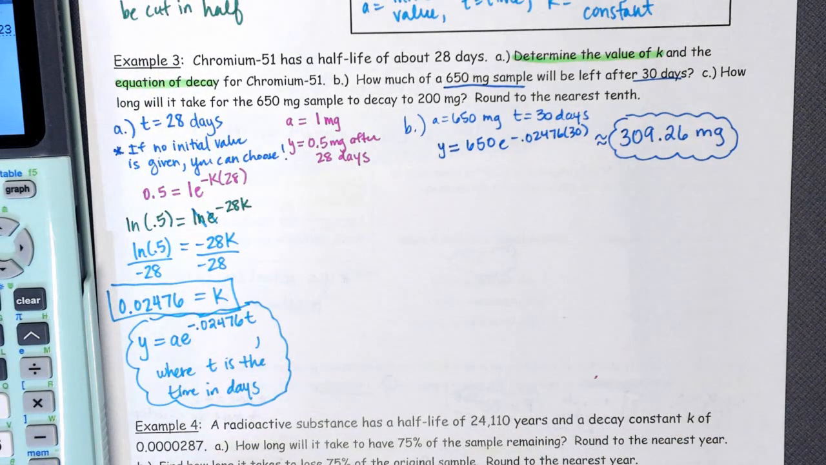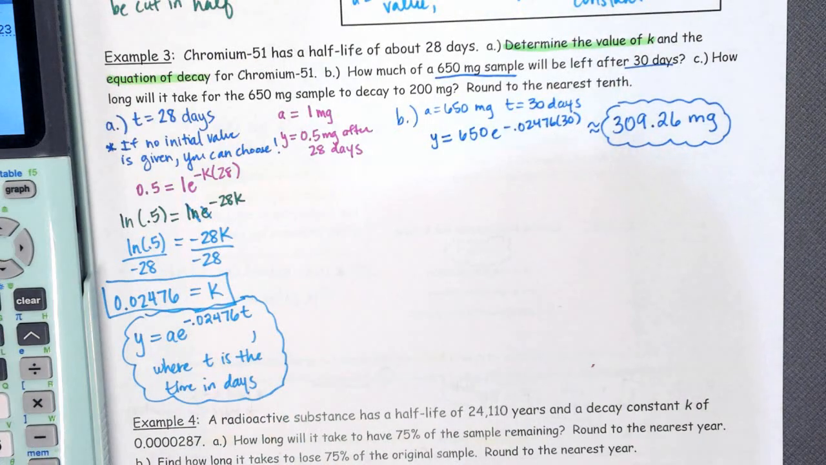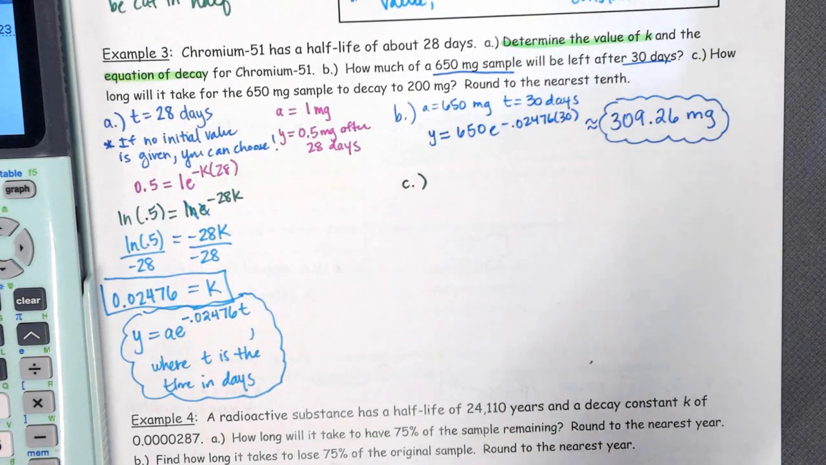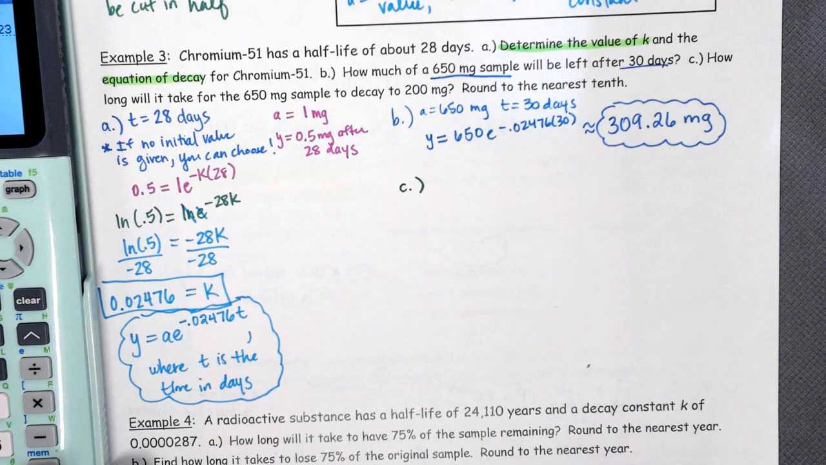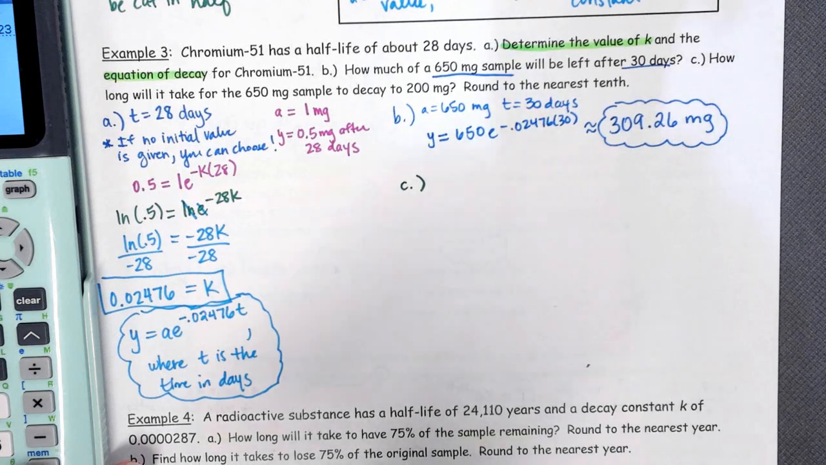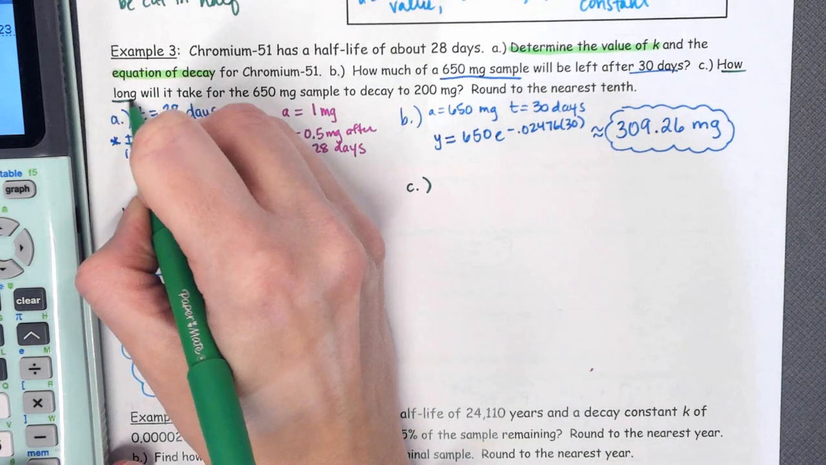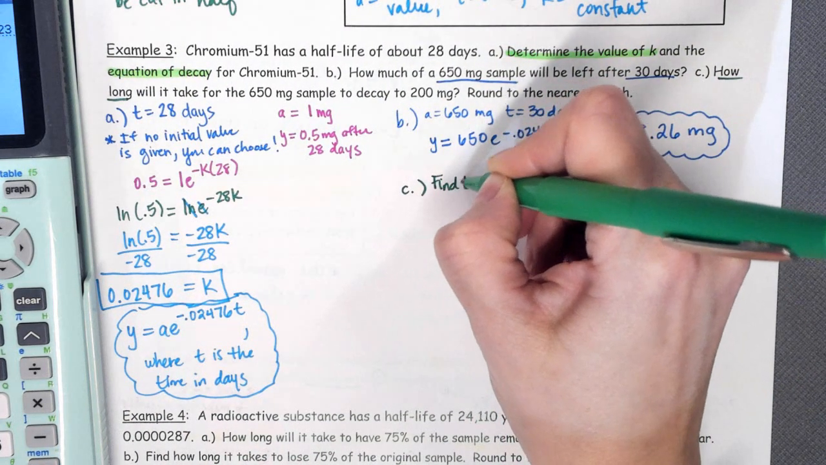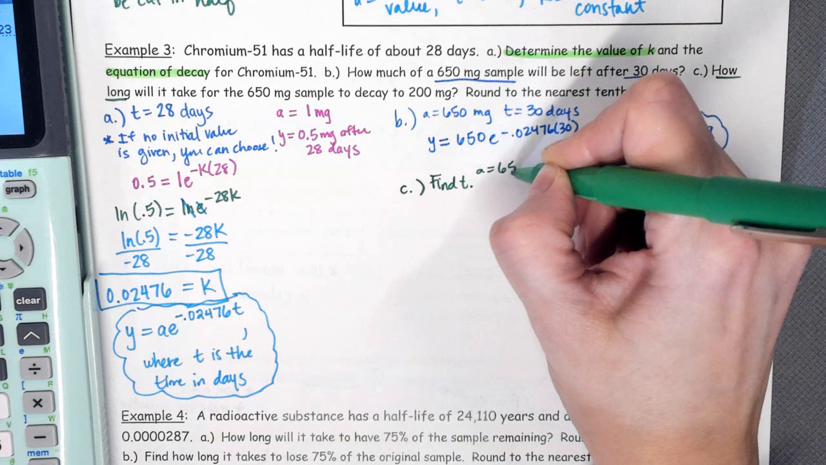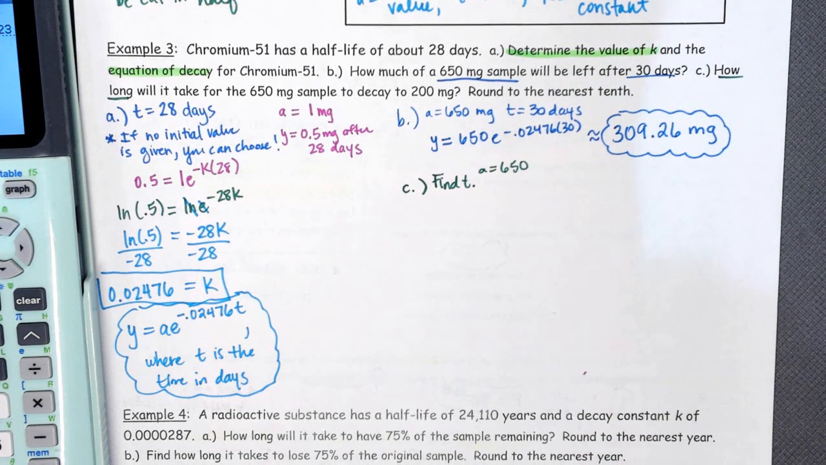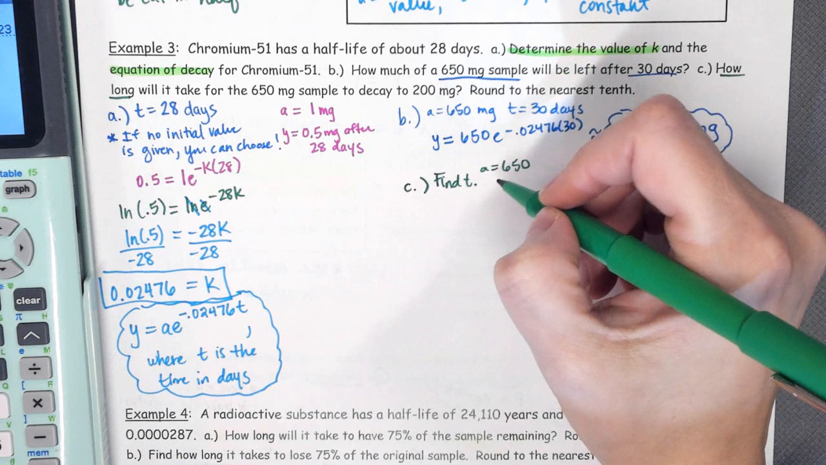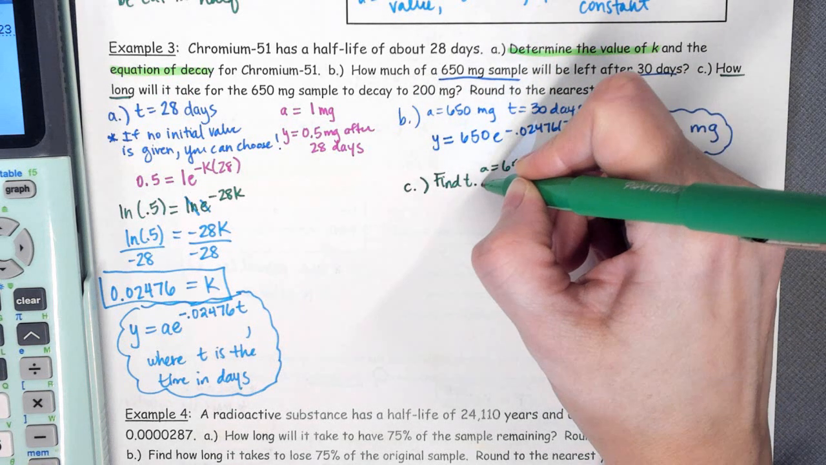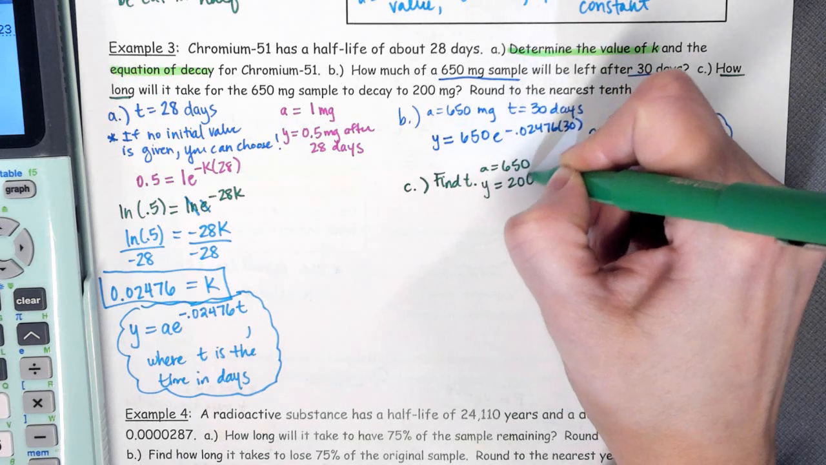All right, and then part C is asking you how long it will take that 650 milligram sample to decay to 200 milligrams. And then you're going to round that to the nearest tenth. Anytime it asks how long, we know we're finding T. Okay, so you're going to find T. Your initial value is going to stay the same. Okay, and then it wants to know how long it'll take for it to decay to 200, so that's going to be your value for Y.